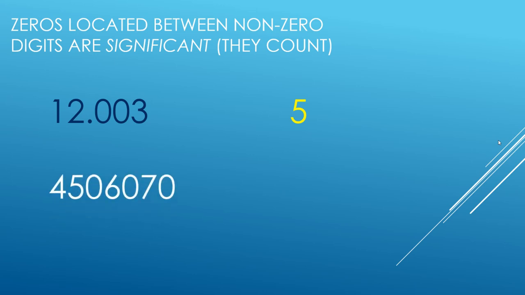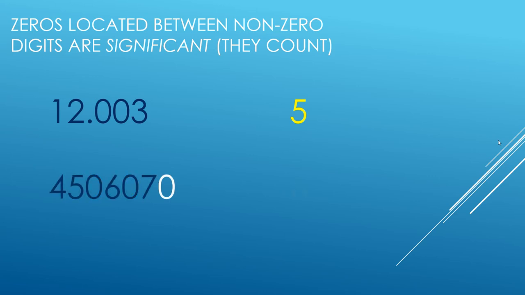Now, what about this one? The 4, 5, 6, 7 are significant because they are non-zero. The first 0 is between the 5 and the 6, and the second 0 is between the 6 and the 7. That last 0, however, is not between non-zero numbers. So only the first 2 zeros here are significant. So the 4, 5, 0, 6, 0, 7 are significant in this number. So you have 6 significant figures.